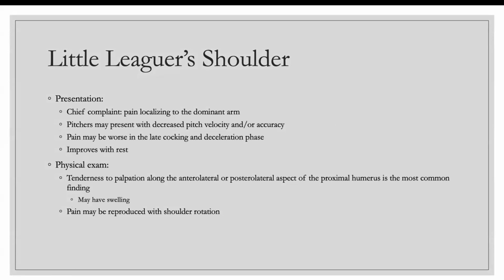And then on exam, you're going to notice tenderness to palpation at the anterior, lateral, or posterior aspect of the proximal humerus. They might have some swelling, which isn't always present. And then you're going to notice this pain is reproduced with rotation of their shoulder.